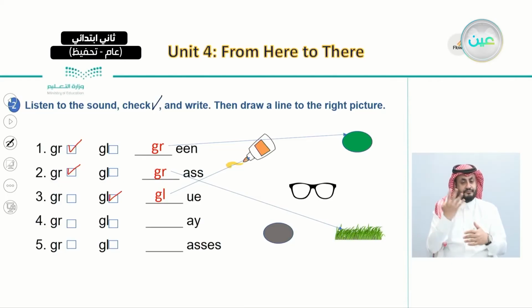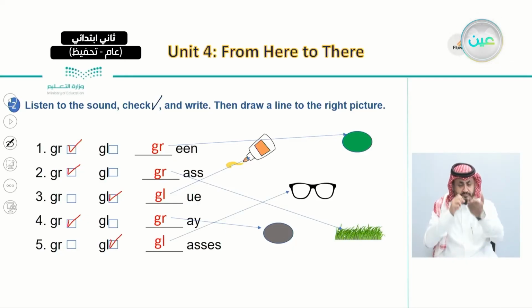Number 4. Gray. So what do you think? Gray starts with GR. So here we put a check mark on GR and write GR and match it to the appropriate picture. And finally, the word is glasses. Glasses. So glasses starts with GL. So here we put a check mark and we write GL and match it to the right picture.